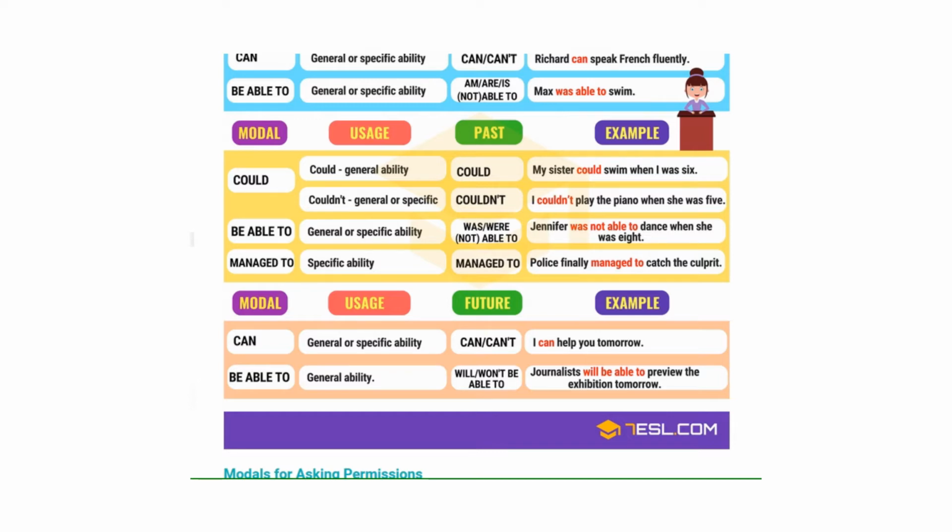We have other modals like can and be able to. So, can, general or specific ability, can or can't. Example, I can help you tomorrow. Be able to, general ability, will, won't be able to. Journalists will be able to preview the exhibition tomorrow.